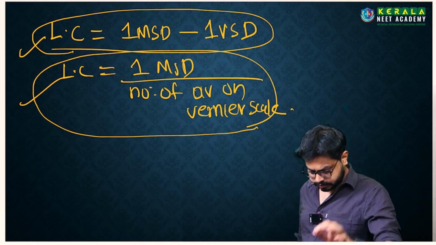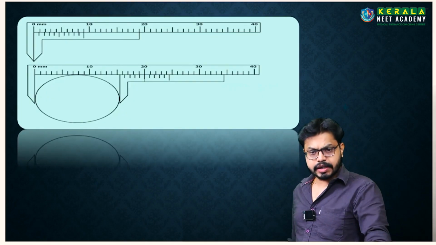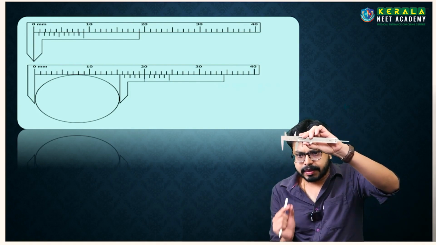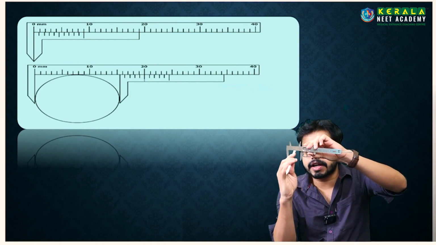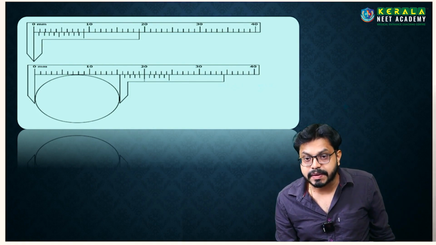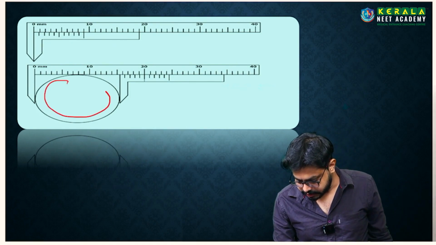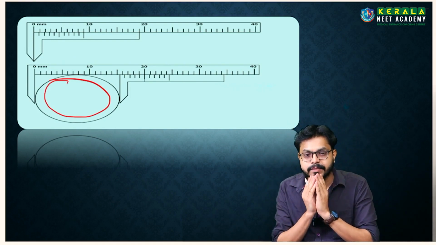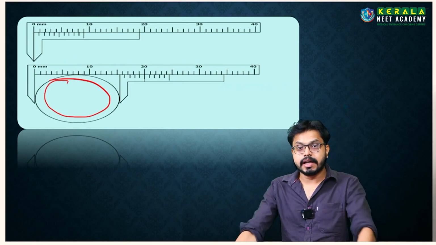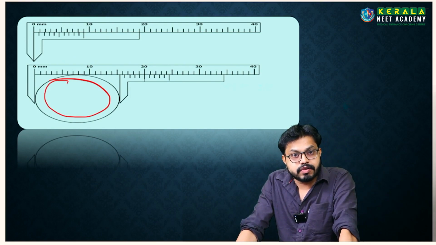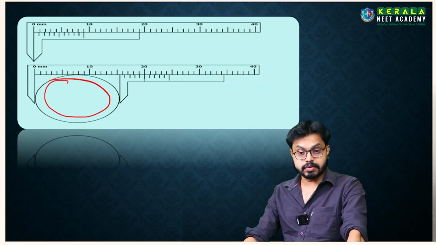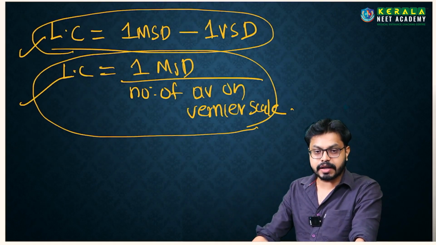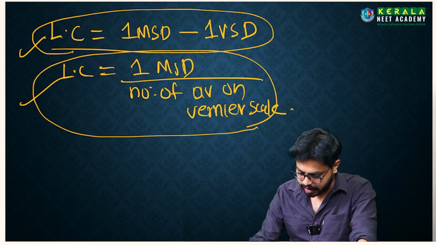Now, this is our picture. What is this? This is a vernier scale. In between these two, there is a sphere placed, and we will find the diameter of the sphere next. Before that, we first need to find the least count for the vernier calipers. Least count is very important. To find the least count, we have two methods: 1 MSD minus 1 VSD, this is the actual method.